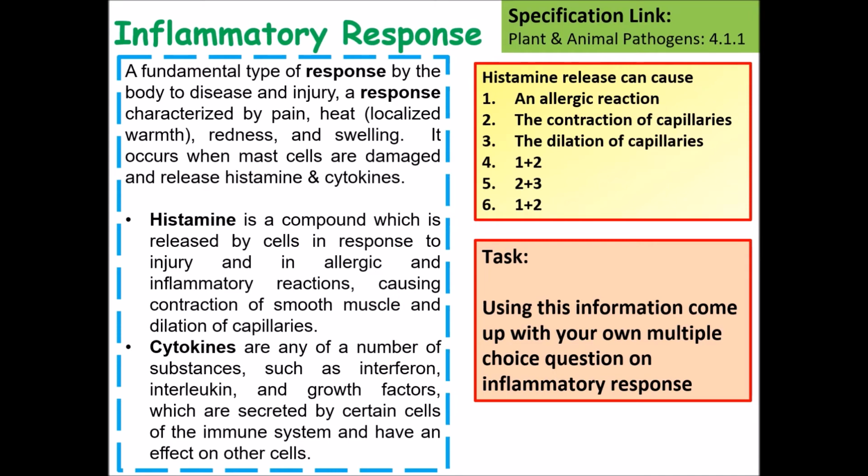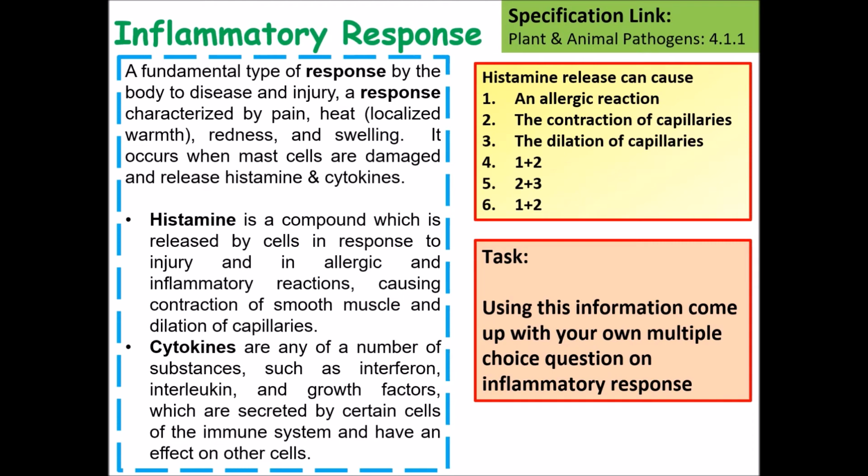Two other main chemicals that can be released are histamine and cytokines. Histamine is a compound which is released by cells in response to injury and in allergic inflammatory reactions, causing the contraction of smooth muscle and the dilation of capillaries. Cytokines are any number of substances which include interferon, interleukin and growth factors, which are secreted by certain cells of the immune system.